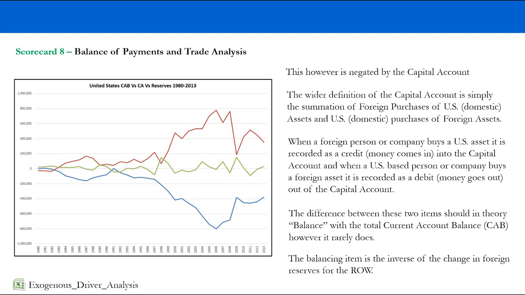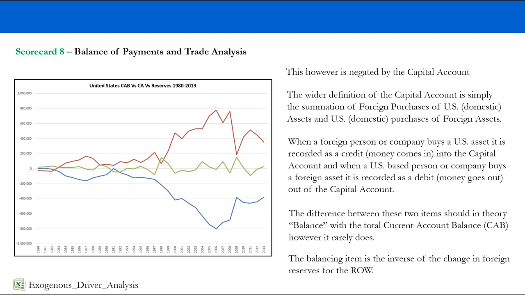Now, the balancing item itself is either adding back or taking away a number to make sure that the difference between the current account balance and the capital account is zero. And when you add this back in, we know that the balancing item itself is a change in reserves. When you add that back in, the balancing item itself is the inverse of the change in foreign reserves for the rest of the world, so what is outside of the United States. So we have to think of this in debit and credit terms all the time.